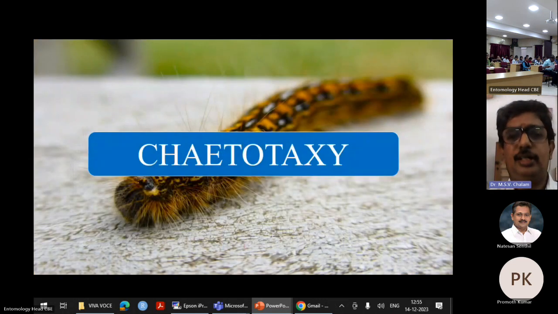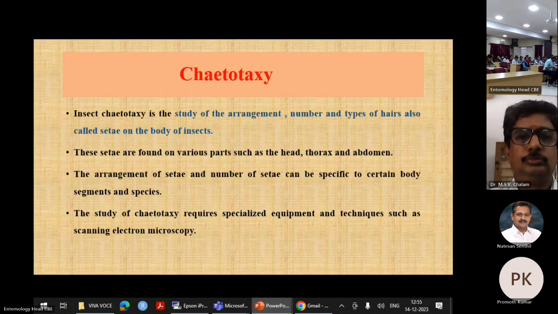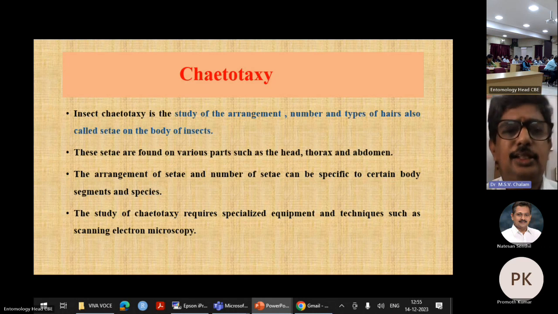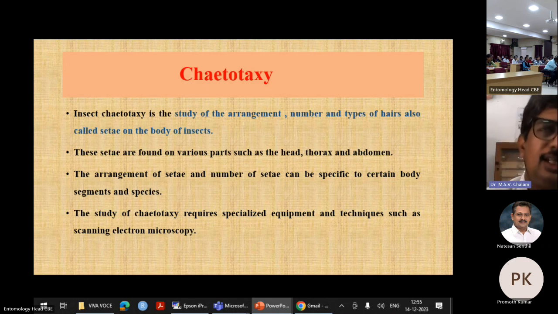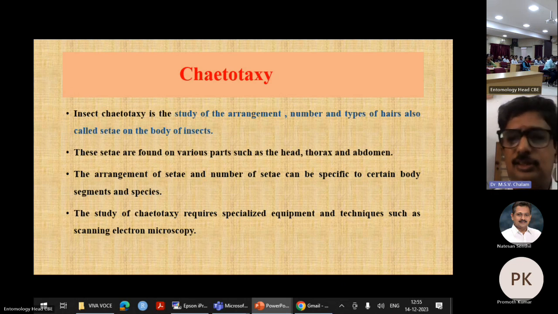Next, we will go for chaetotaxy. So what is chaetotaxy? Till now we have seen the various morphological terms which are used in the description of chaetotaxy. Now we will learn what is meant by actual chaetotaxy and how to read it.